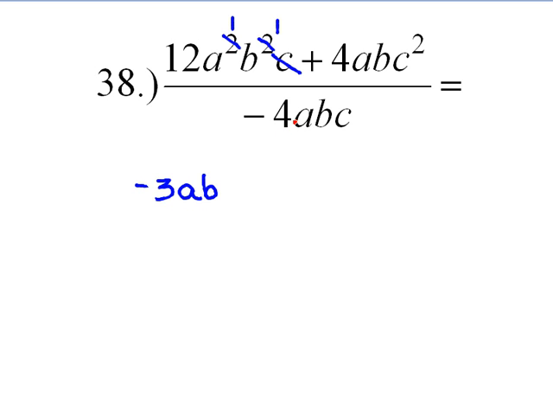Now we have to do the same thing. 4 divided by negative 4 is negative 1. We have 1a here and 1a here. That would cancel each other out. We have 1b here and 1b here. That would cancel each other out. We have 2 c's and 1 c. That would simplify to 1. So this second term actually becomes just negative c.